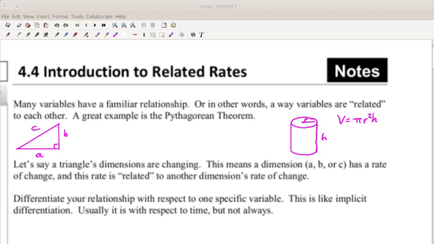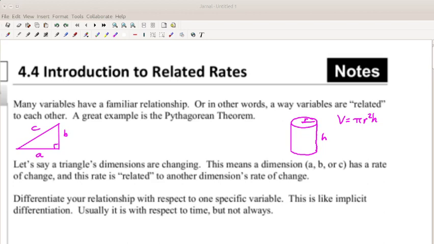And in this lesson, we're just going to introduce this idea and look at how to set up problems, and then in the next lesson, you're going to learn how to actually solve these problems. So, introduction to related rates. Many variables have a familiar relationship. In other words, a way variables are related to each other.